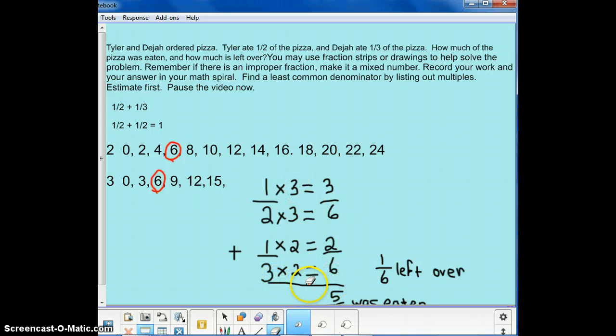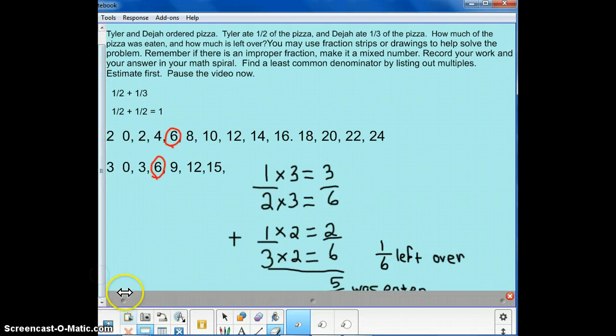3 times what gives me 6? 2. So I multiply my denominator and numerator by 2. I have 3/6 plus 2/6, and that gives me 5/6. 5/6 was eaten and 1/6 was left over. Remember, there were 2 questions? Don't forget you have to answer 2 questions. If you didn't, go ahead and write it now.